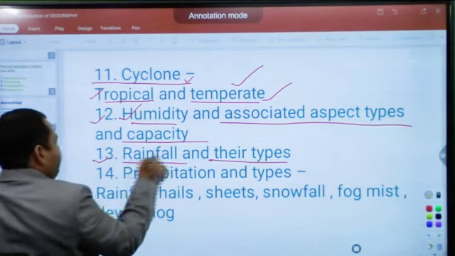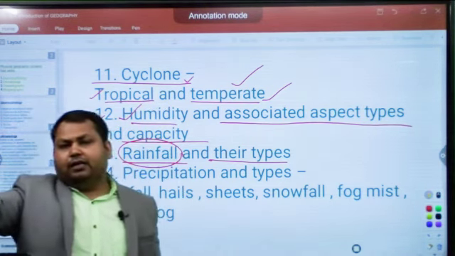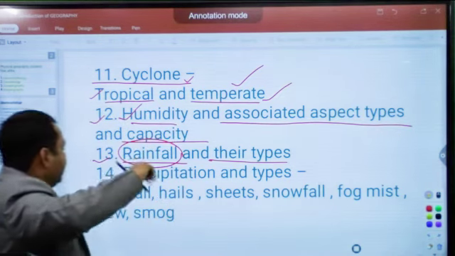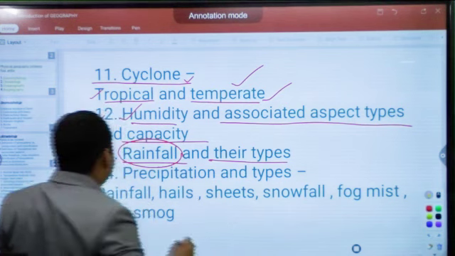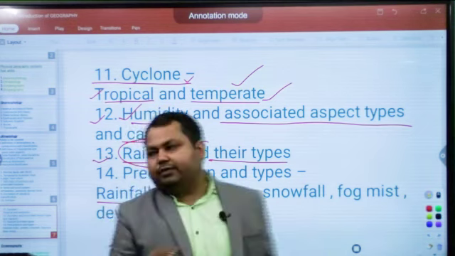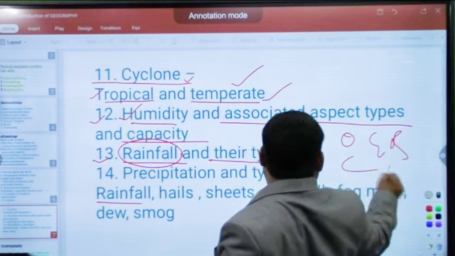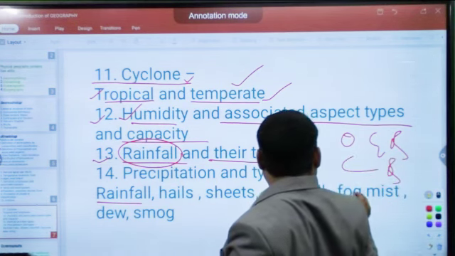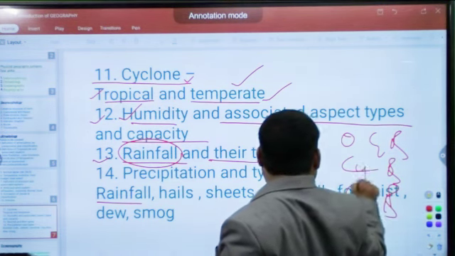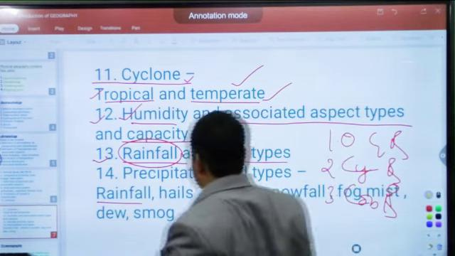So what is the definition of rainfall? Rainfall is falling of water droplets under influence of earth gravity from certain height of the troposphere. There are three types of rainfall: one orographic, second cyclonic, and third convectional rainfall.